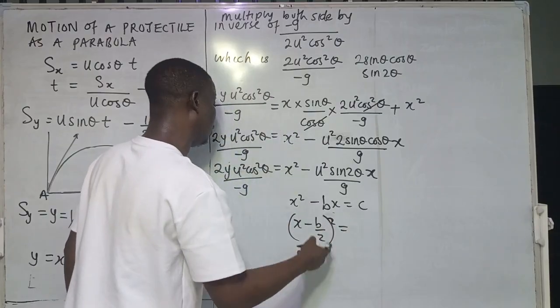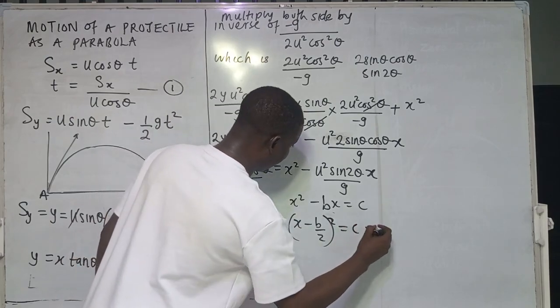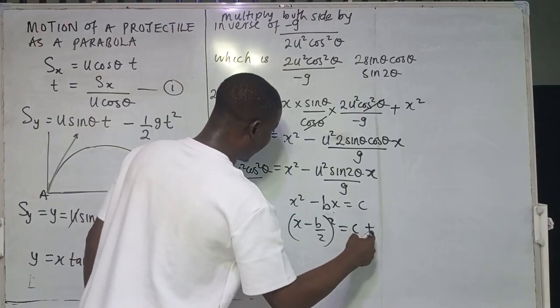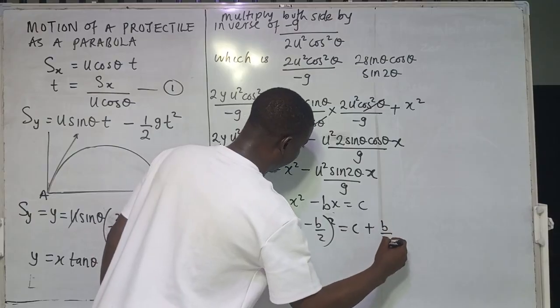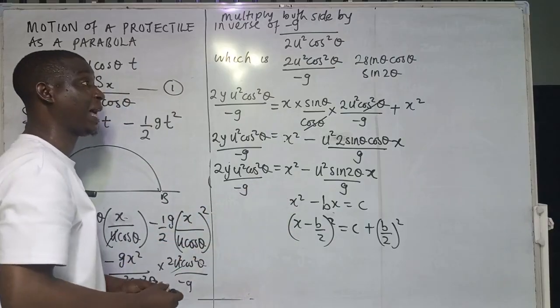That means I will divide it by 2 and put it there, then square everything. They will now say c plus, I will add it here. I've added it here, but what am I going to do here? I will now say b over 2 all square. That's what I'm going to apply there.